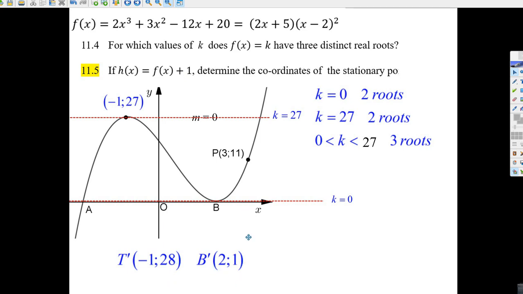Everything moves up 1, and hey, maybe it's the easiest 2 marks. But if you don't know what they're asking, I guess it's not so easy. Okay.